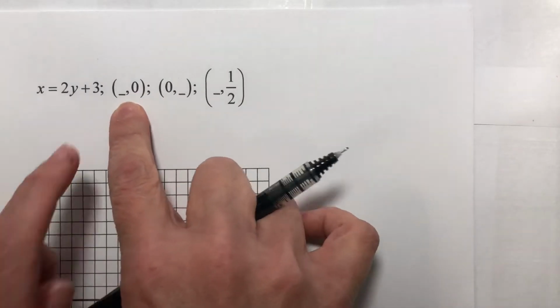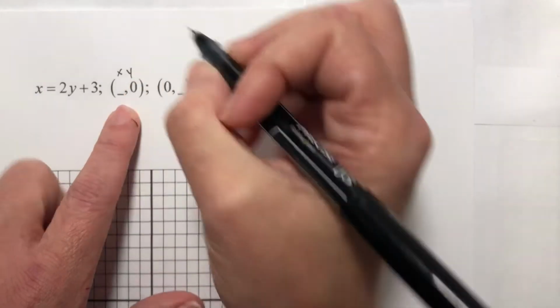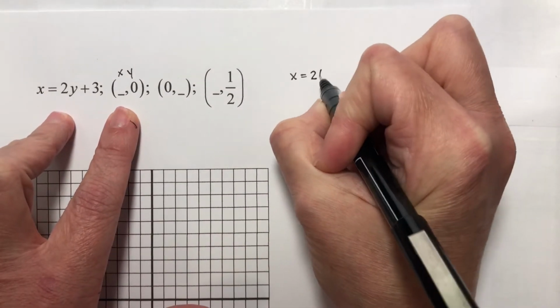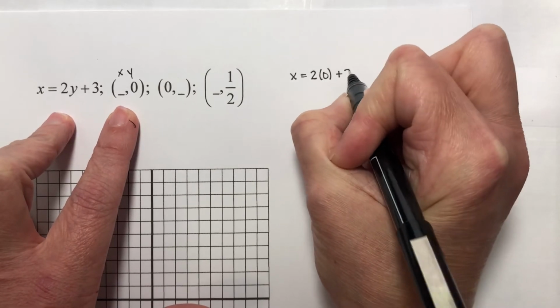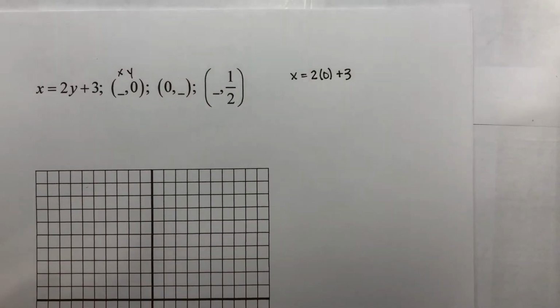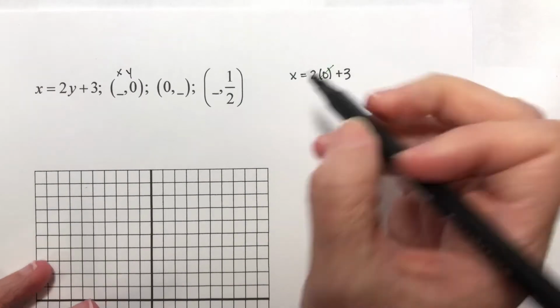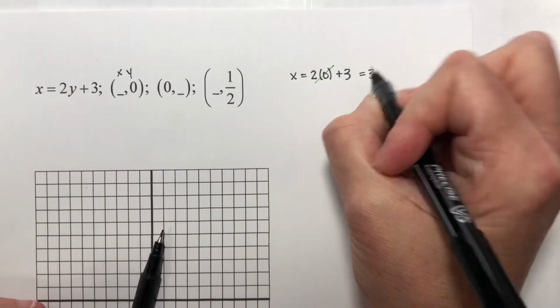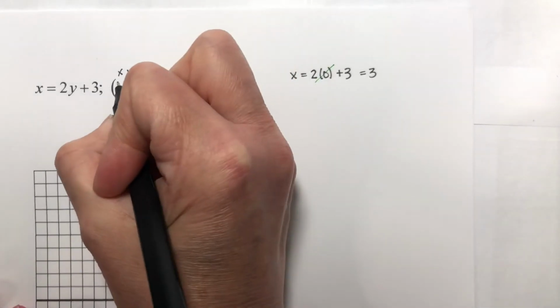Starting off with this one, my y value is 0. So x is equal to 2 times 0 plus 3. 2 times 0 is 0, so that goes away. 0 plus 3 is just 3. So my x is 3 here.